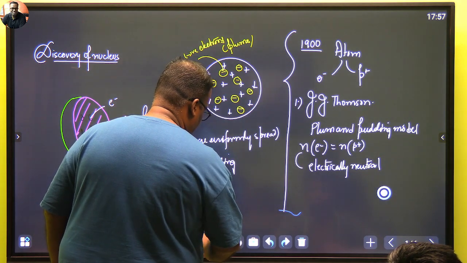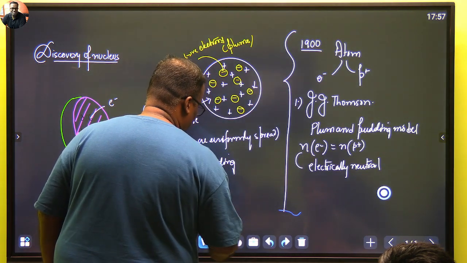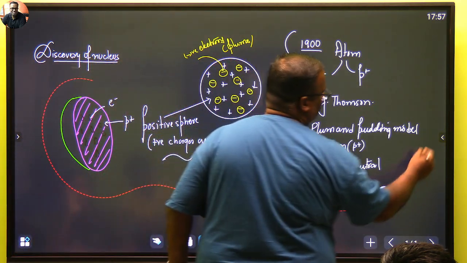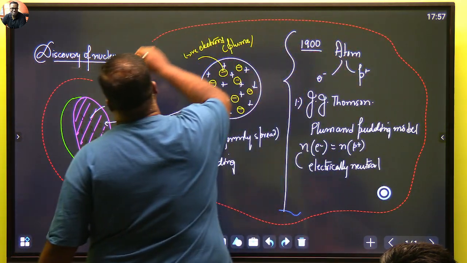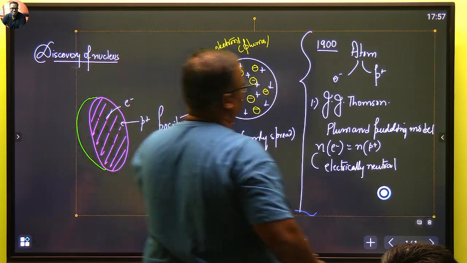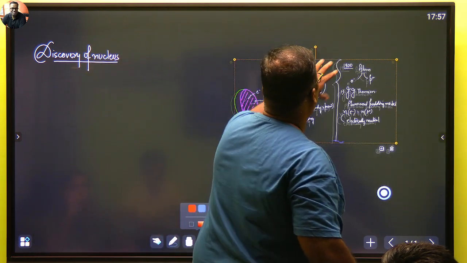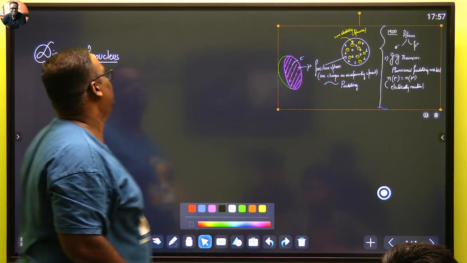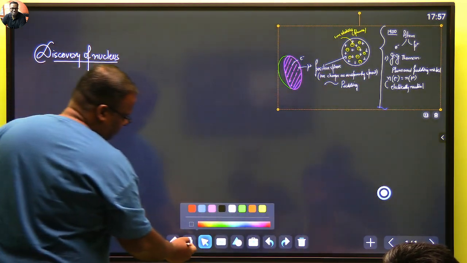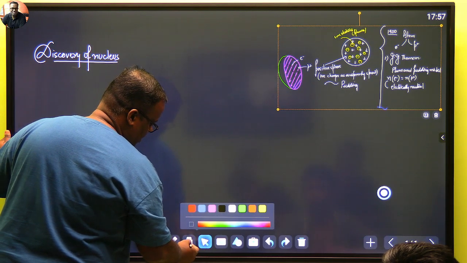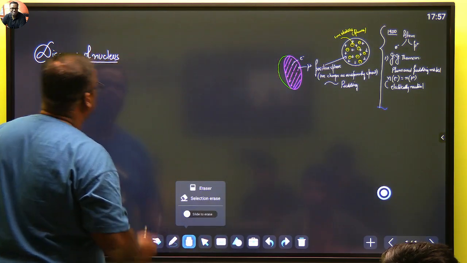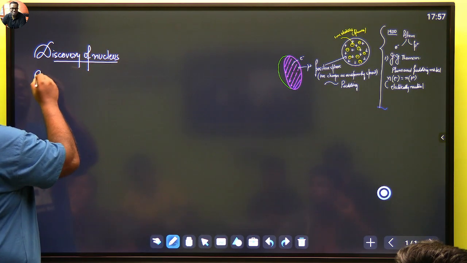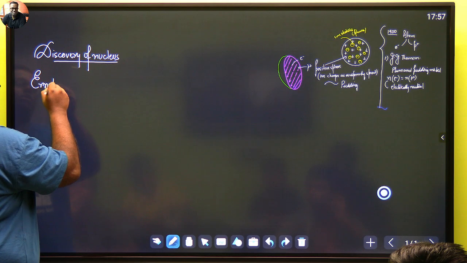लेकिन दुनिया ऐसा नहीं था. उसके बाद कहानी में आता है एक नया ट्विस्ट. And I am keeping this small because this model will be useful to you. ये रहने दो यहाँ पे, ठीक है. Then comes a person whose name was Ernst Rutherford.